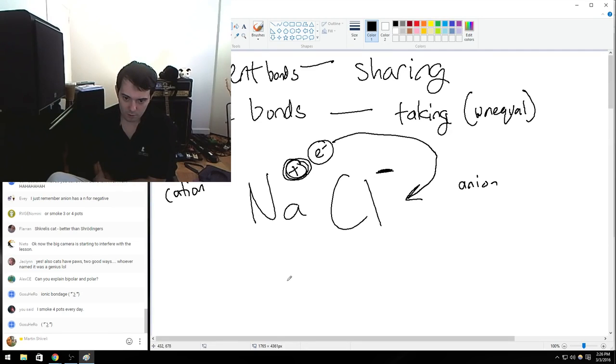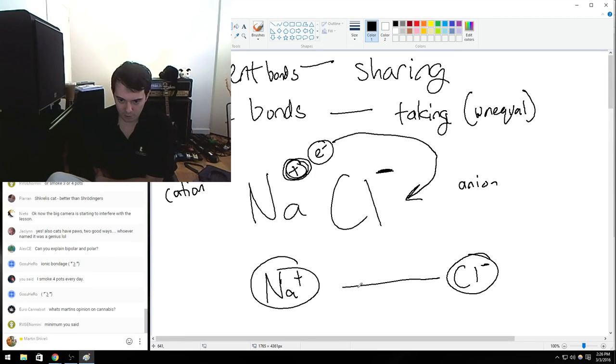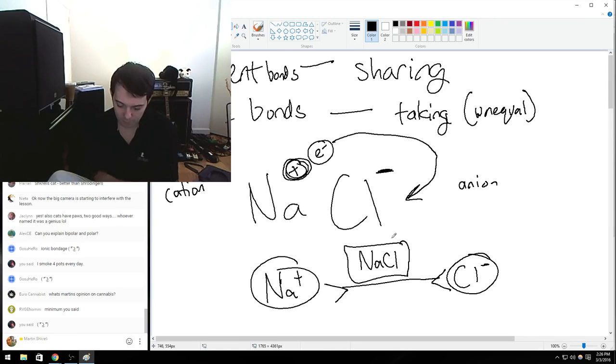And of course, the sodium that's positively charged, the cation, is attracted to the chloride that's an anion. So that attraction brings them together to make table salt. Opposites attract when it comes to atoms and ions.